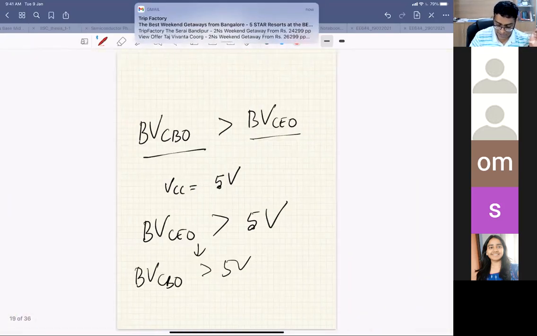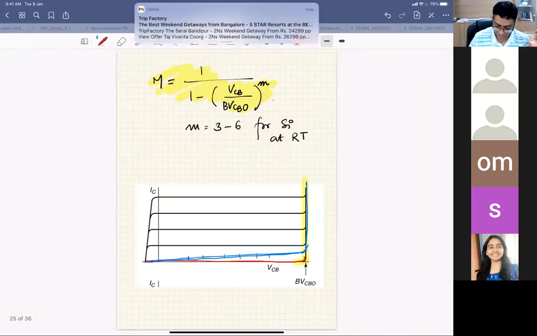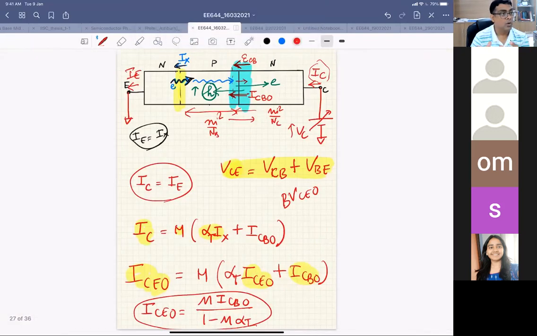But when you go to BVCEO, when the base is open, electron-hole pairs are generated, holes are injected into the base, but they have nowhere to go. So they are collected at the base, the base potential increases, and this forward biases your base-emitter junction. Because of this forward bias, more electrons are injected, and these electrons help in the impact ionization process, so more electron-hole pairs are generated. It's a positive feedback process. Because of this positive feedback, your BVCEO is less than BVCBO.